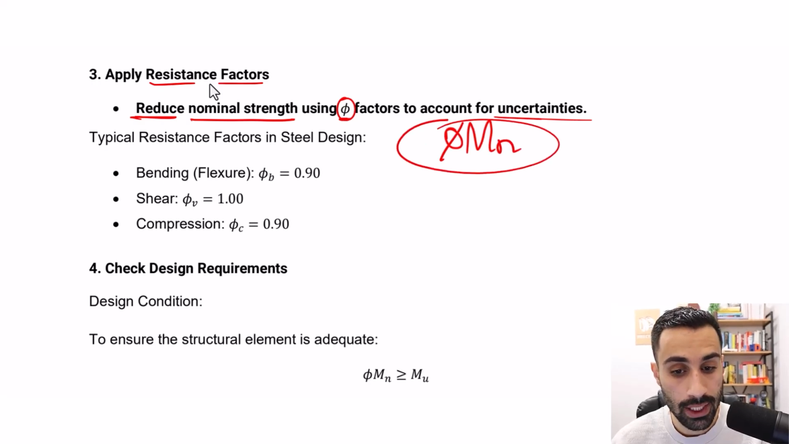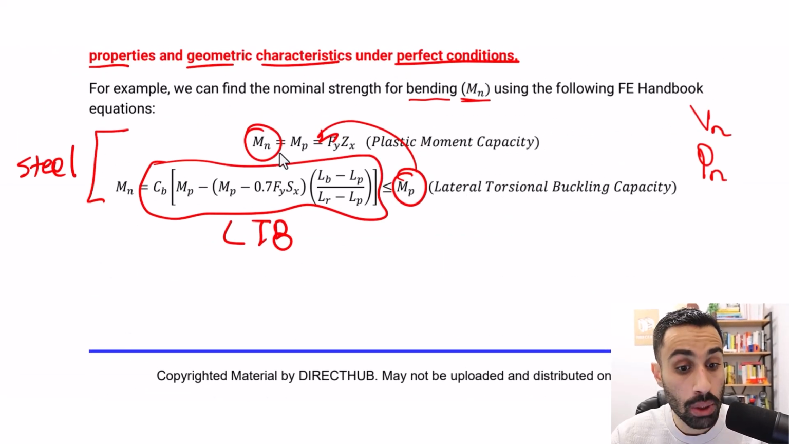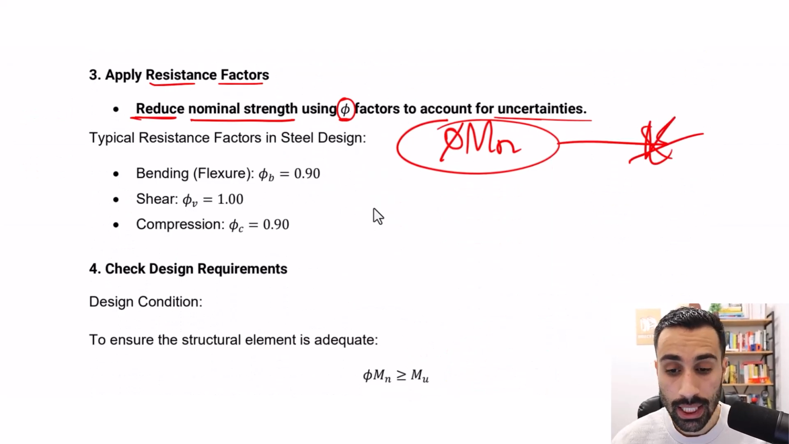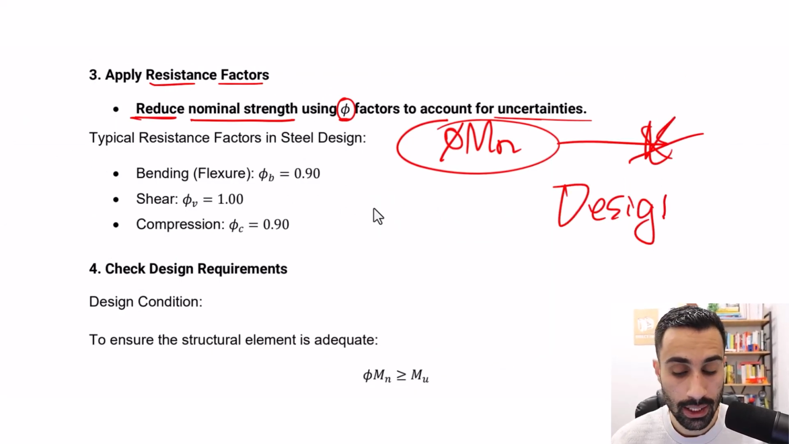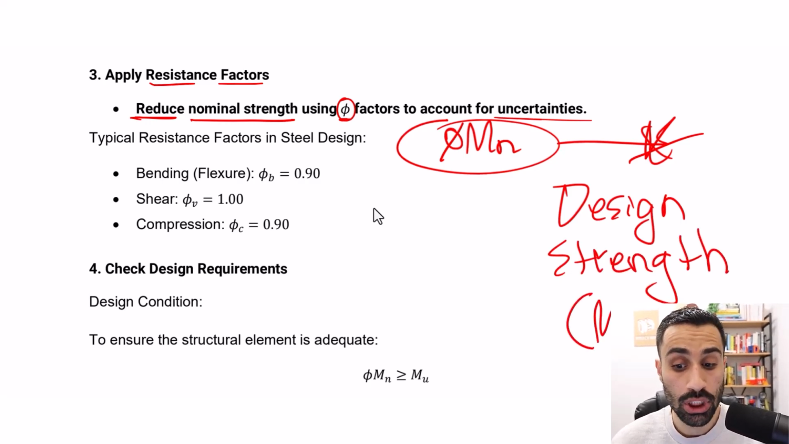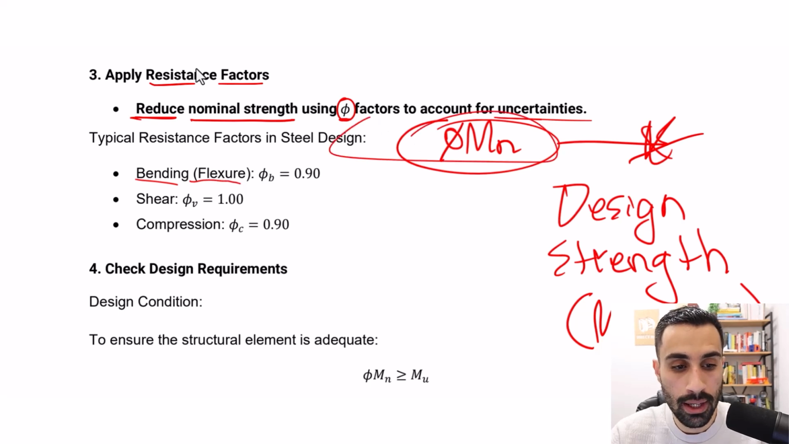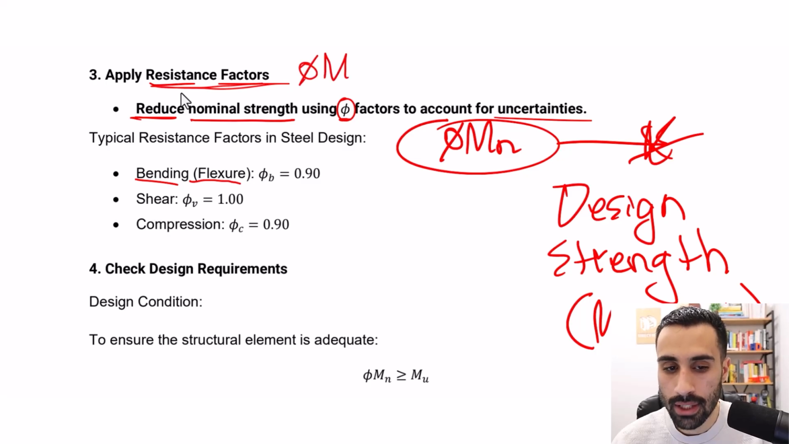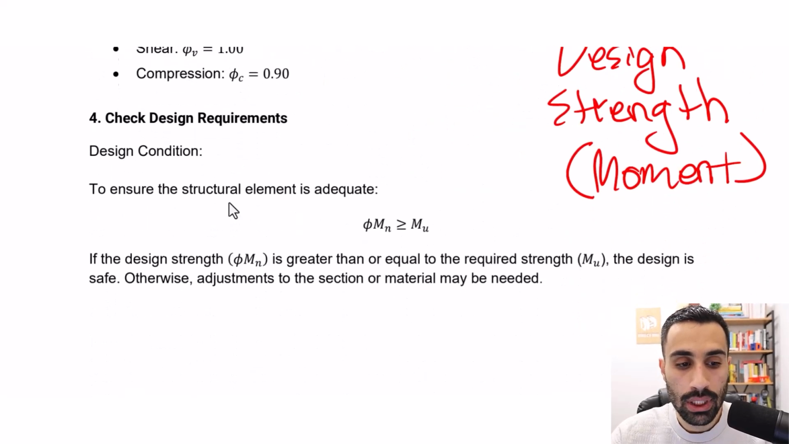So we take our phi times Mn and we multiply it by Mn to get the design. This would be the design strength of the member. Design strength, in this case, it's actually a moment strength. In this example, keep in mind, it can be shear, it can be compression as well. Bending, moment, flexure is what we're looking at when we apply the resistance factor, giving us again phi Mn for LRFD.